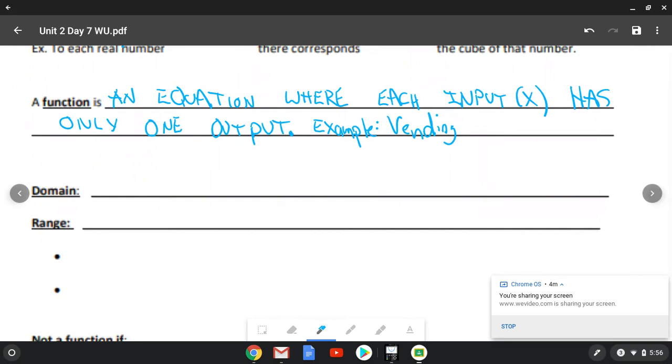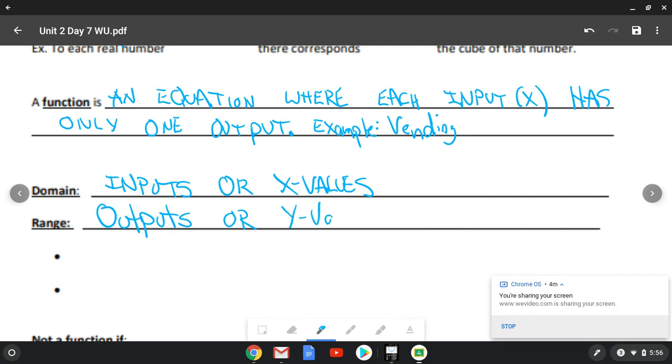So domain are always my inputs, or if you think about it in terms of an equation with a graph, these are always my x values. So that's always going to be my inputs, and my range are my outputs. So that's what you get out. So that'd be my y values. So that's 2 vocabulary terms that are often used from here on out in your math career. That domain is your x values, your inputs, and range are your y values or your outputs.